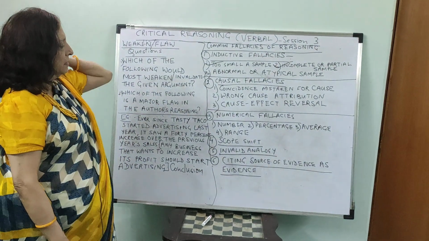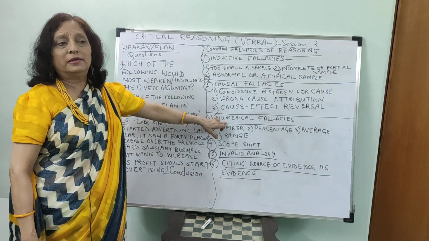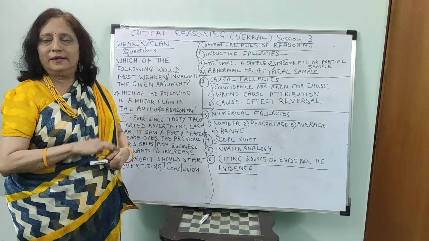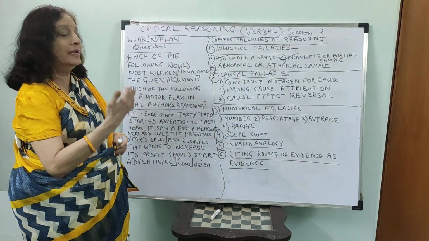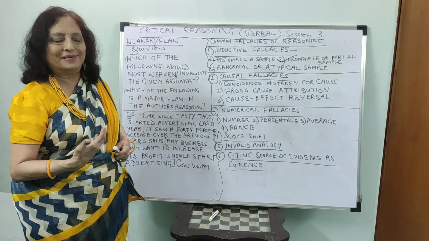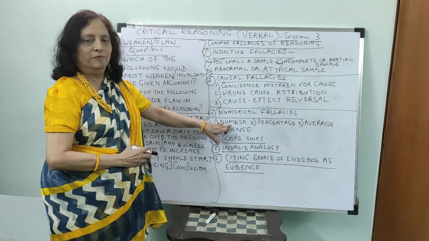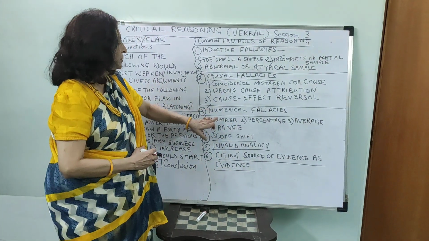Then we have numerical fallacies. Now numerical fallacies are very sly kind of fallacies because technically they are not mistaken, but materially they create a wrong impression. So when a number is given, we have to check the percentage. When a percentage is given, we have to check the number. Now let us see this example.